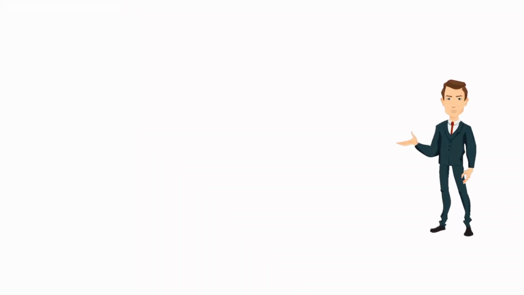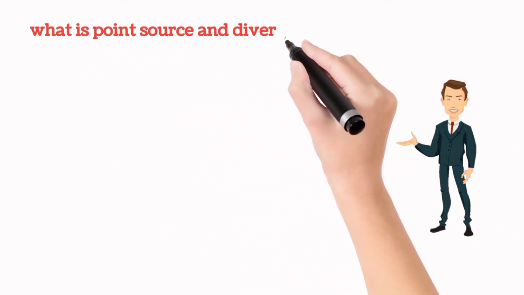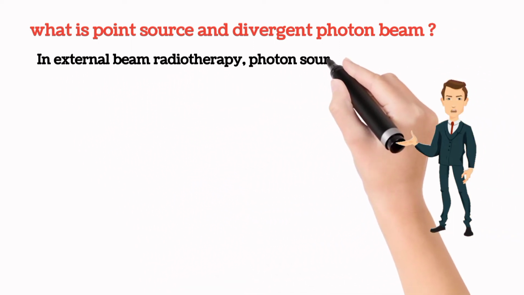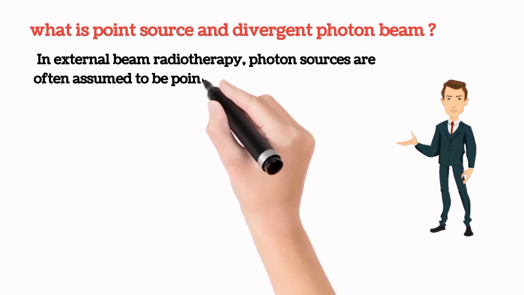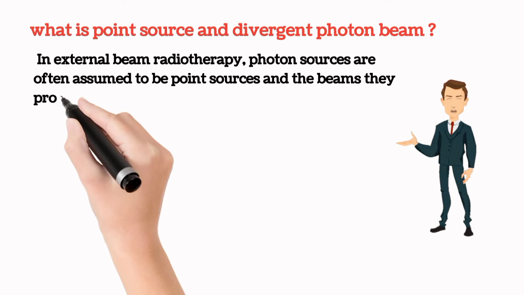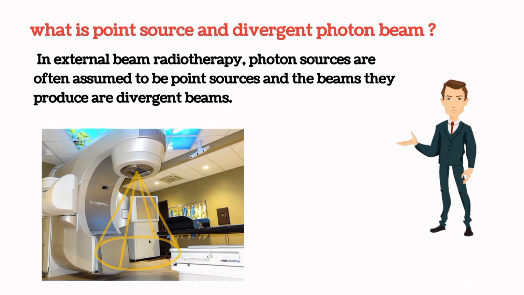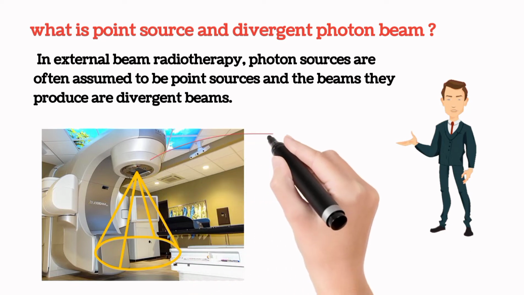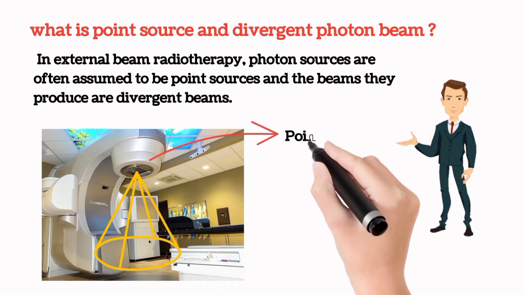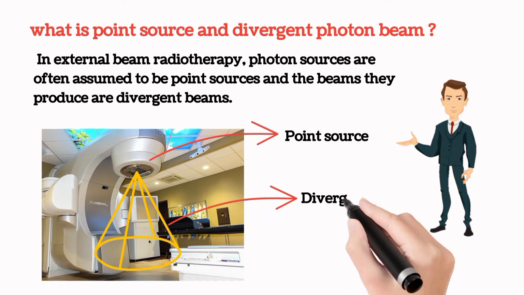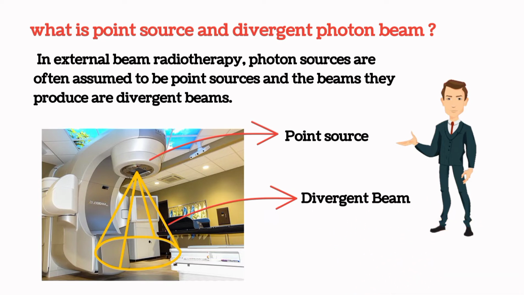To understand the inverse square law for a photon beam, first we understand what a point source and a divergent beam are. In external beam radiotherapy, photon sources are often assumed to be point sources and the beams they produce are divergent beams. In this diagram, it is a medical linear accelerator, which is used for treatment of cancer. It has a photon point source, and this produces the divergent photon beam of different energy, called an X-ray photon beam.